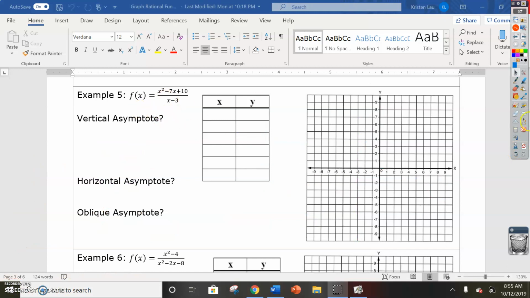So now I'm going to move on to example 5. I'm still going to find the vertical asymptote in the exact same way I did example 4. So I'm going to set the denominator equal to 0. So x minus 3 is equal to 0. So I'm going to add 3 on both sides. So x is equal to 3. So that means I'm going to have a vertical asymptote there.